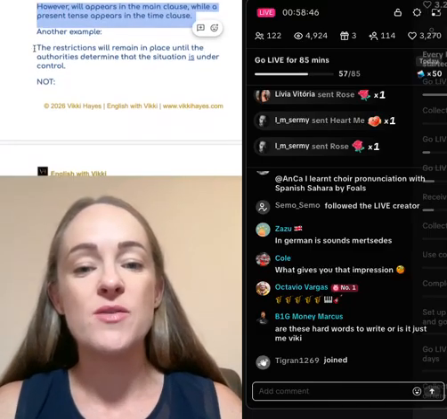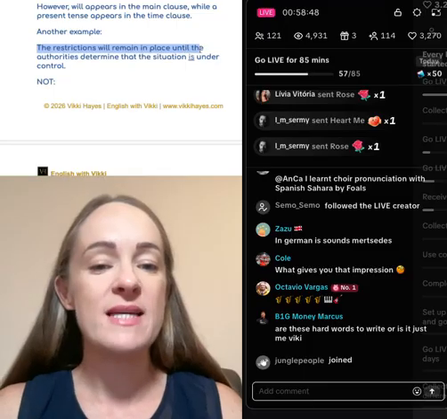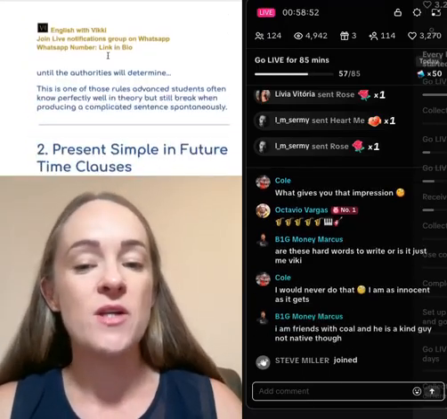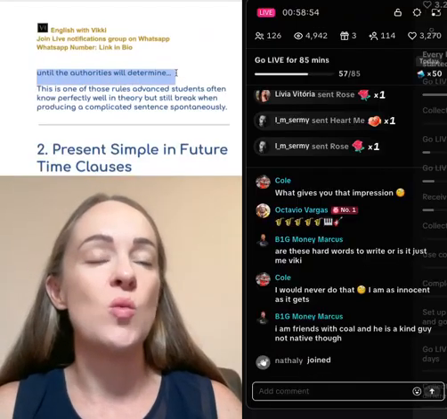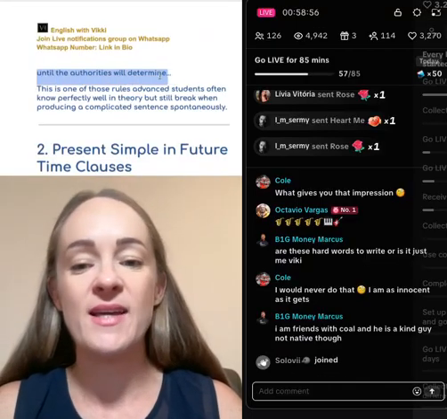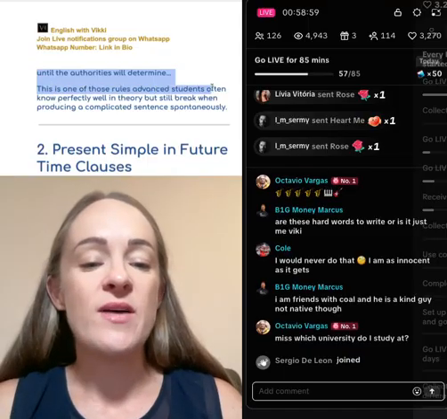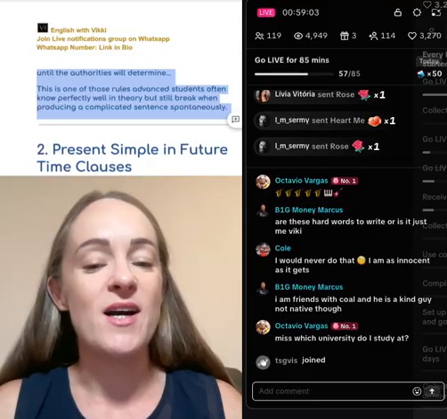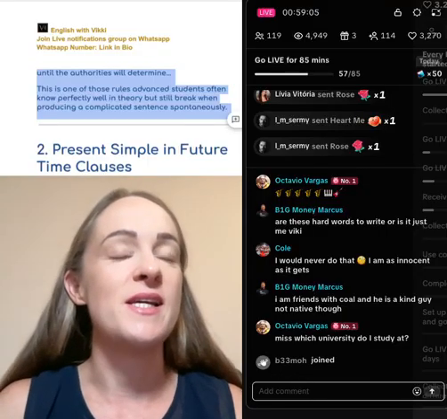Another example: the restrictions will remain in place until the authorities determine that the situation is under control, not until the authorities will determine. Okay? This is one of those rules advanced students often know perfectly well in theory, but still break when producing a complicated sentence spontaneously.